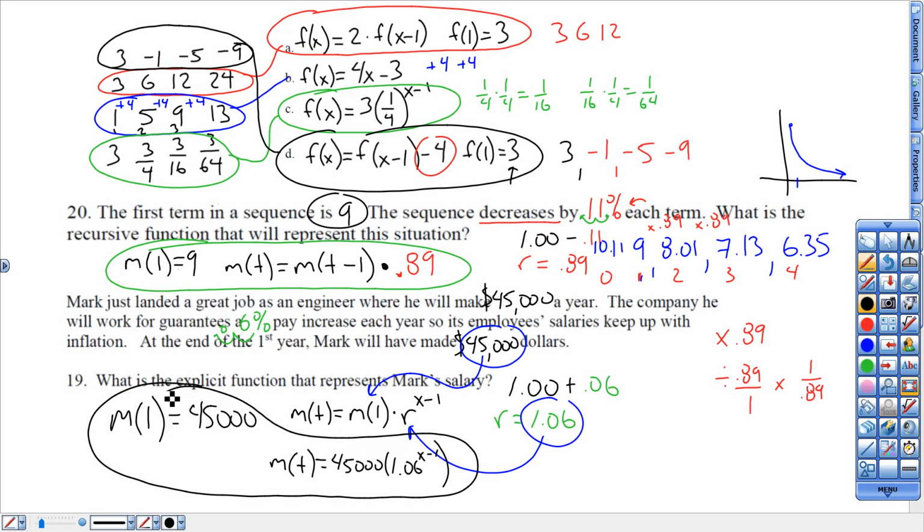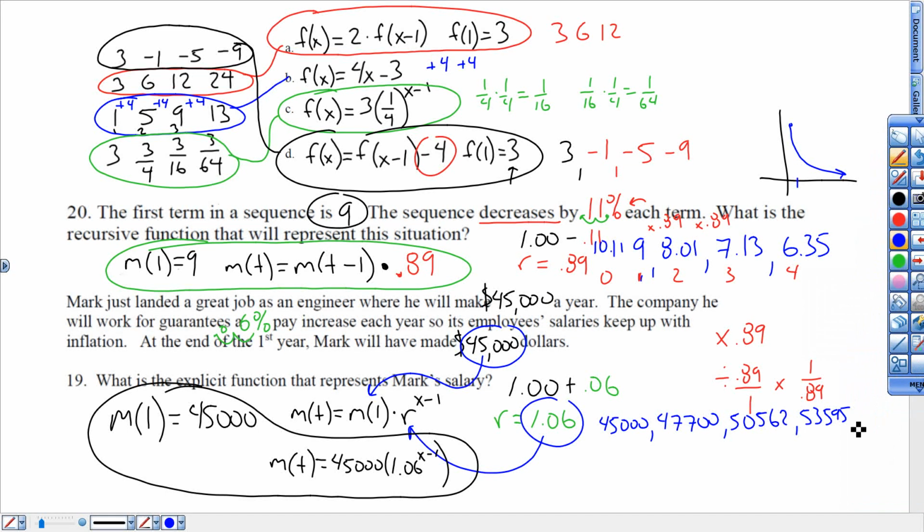If I want you to use it, like today, first term, 45,000. If I multiply that 45,000 times 1.06, it starts to go up a little bit. 47,700. If I multiply that by 1.06, goes up a little bit higher. 50,562. If I multiply that by 1.06, gives me even higher. 53,595.72.